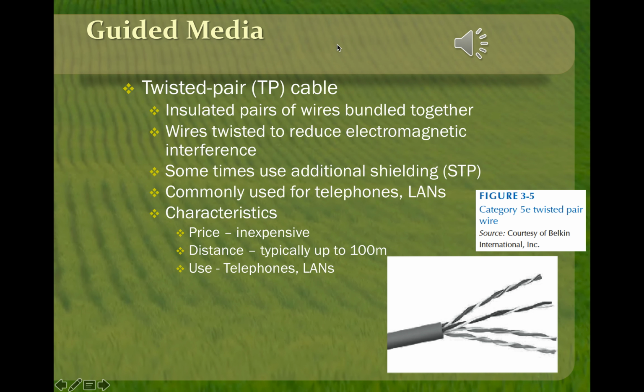Right now we'll discuss the various types of guided media. The most common is the twisted pair cable. This is in most of your business workplaces. It's the actual wire that makes up your Ethernet wire.